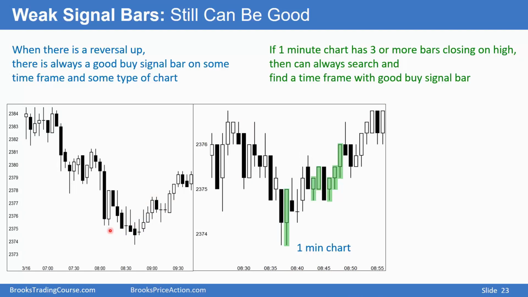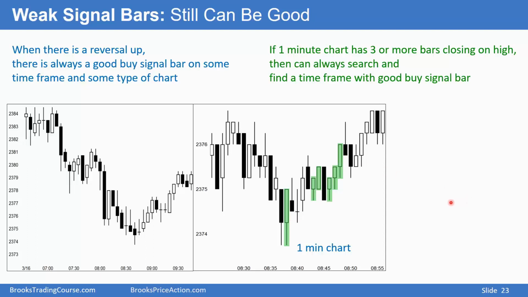Whenever there's any kind of a reversal up, there's always a good buy signal bar on some time frame and on some kind of chart. For example, if I look at a 1-minute chart and I see a bar closing on its high, and then another bar closing on its high, and then a third bar closing on its high, and I'm expecting a reversal, well, chances are there's some time frame that has a perfect looking or very good looking buy signal bar. Here we have 6 bars closing on their highs.